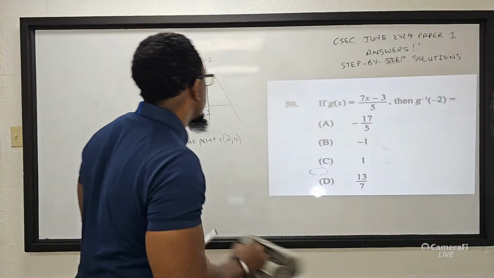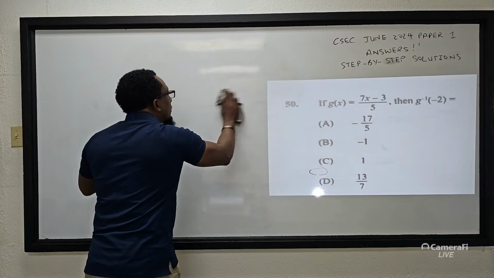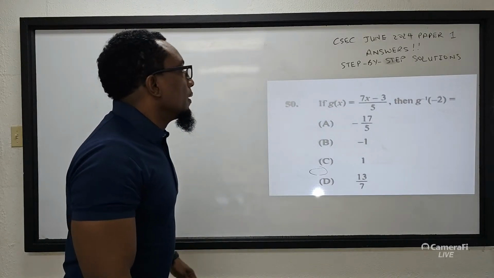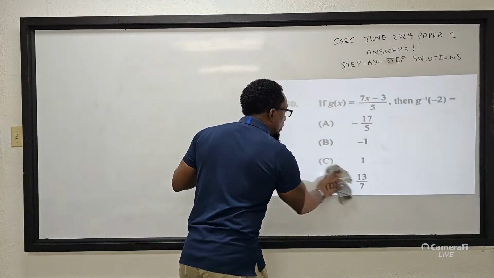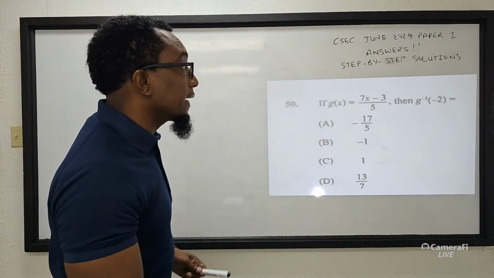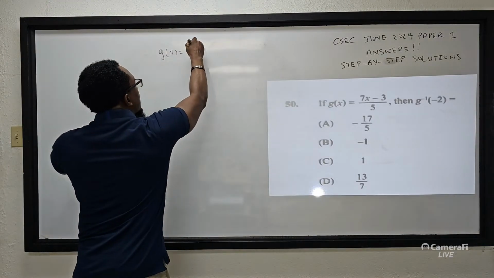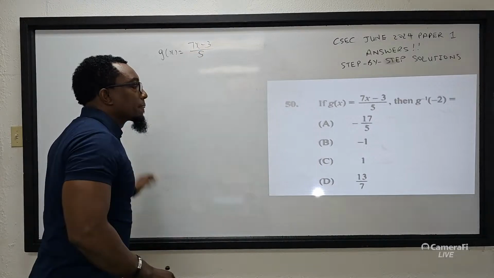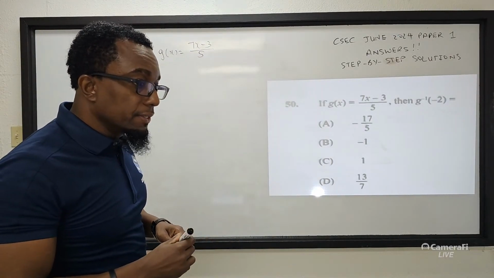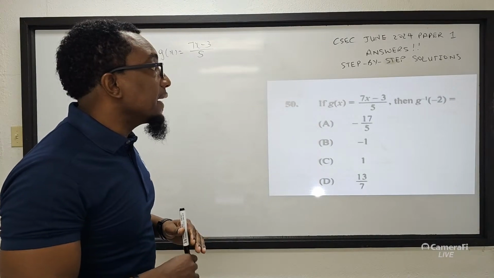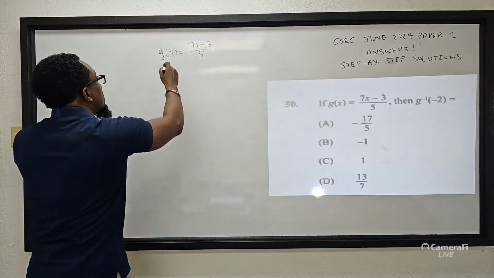Alright, let's look at 50. If g of x is equal to 7x minus 3 over 5, then what is g inverse of negative 2, right? So you have g of x is equal to 7x minus 3 over 5. We want g inverse of negative 2. In order for us to find g inverse of negative 2, we need to find first g inverse of x. So you need to find that first.